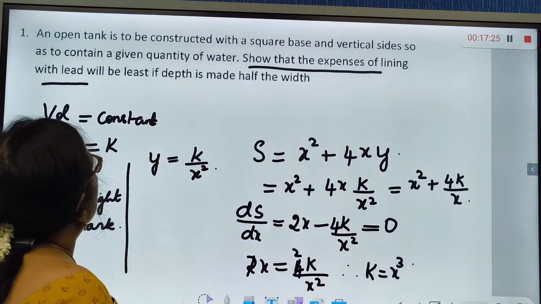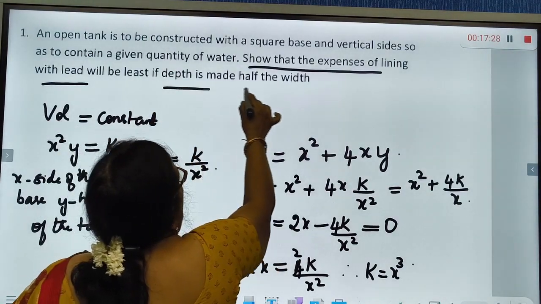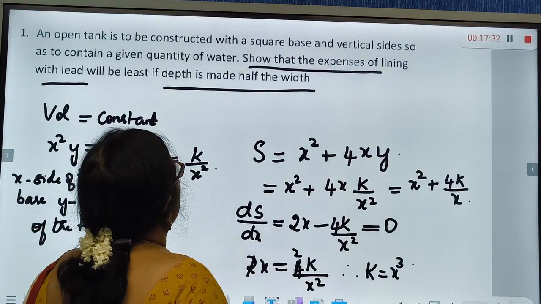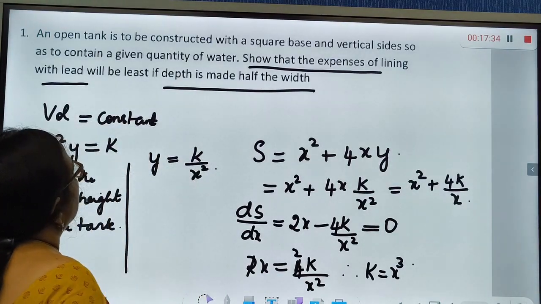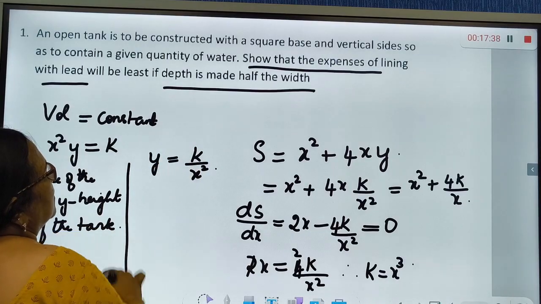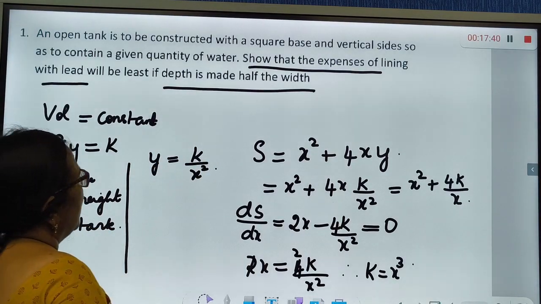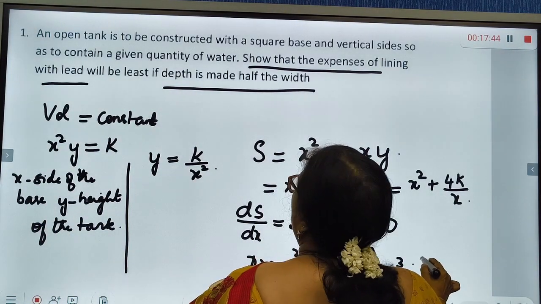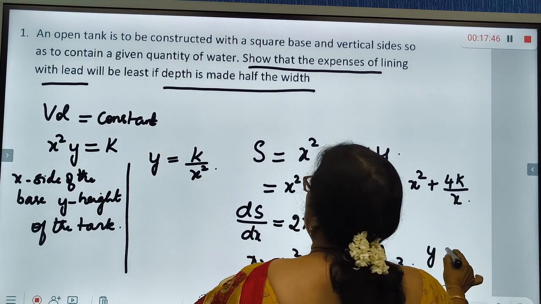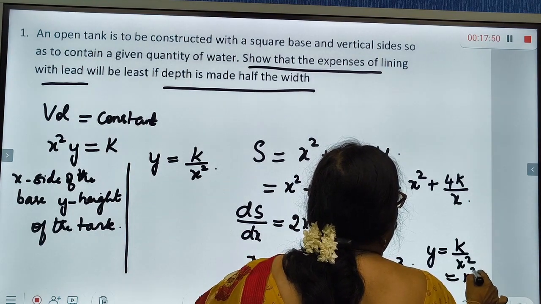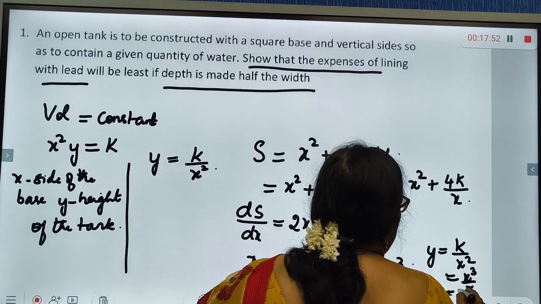Now, what is it that you need to prove? If depth is made half the width. So, the relationship between the height and the depth is y, half the width. Width is nothing but x. So, this is k equal to x cube. Okay. Now, what will be y? Y will be k by x square. So, x cube by x, which is x.